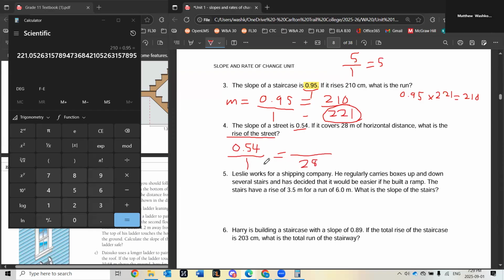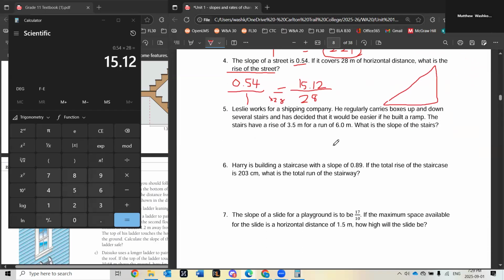Now this one's easy. I don't need a calculator for this. 1 times something gives me 28. It's 1 times 28, right? 1 times 28, which means 0.54 times 28 gives me 15.12, which is our rise of the street. This is a very steep street, by the way. That's a crappy street to be driving or walking up.